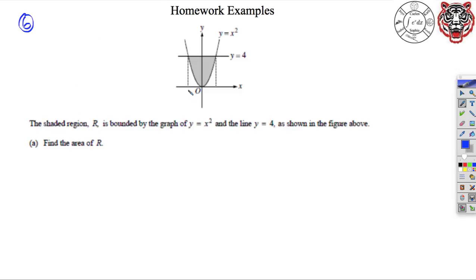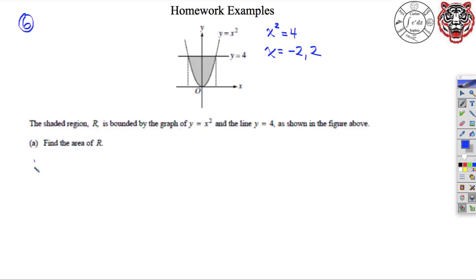So first I need to find this x coordinate and then that x coordinate. How do I do that? I set these two functions equal to each other. So x squared is equal to 4. Therefore x is equal to which two coordinates? Negative 2 and 2. Plus or minus 2, square root of 4. All right, so we know our bounds for our integral.